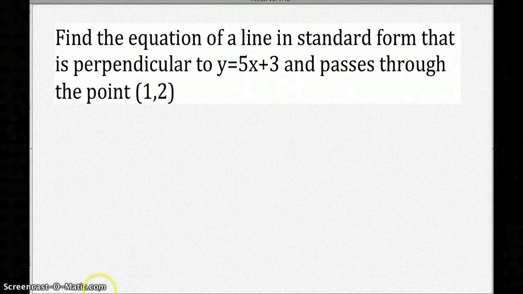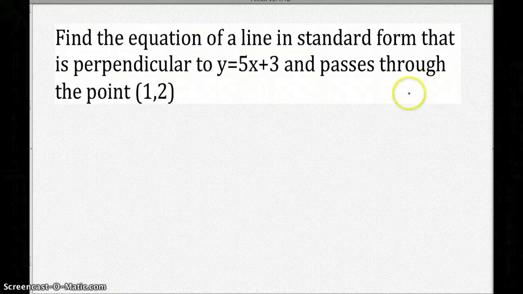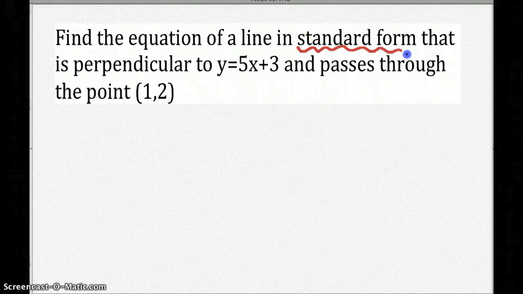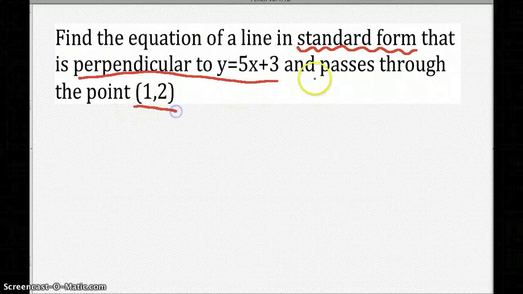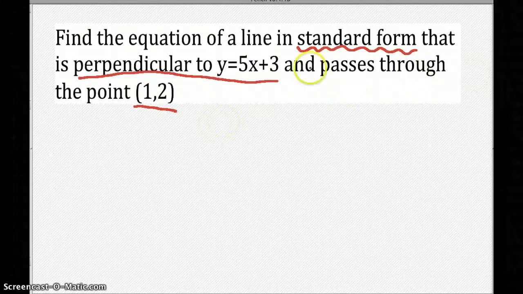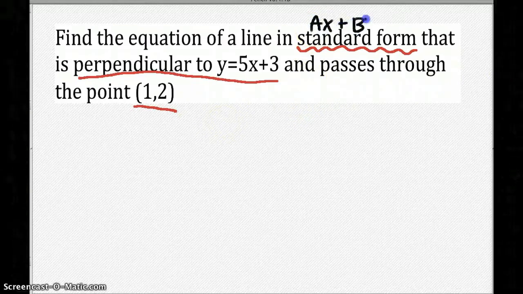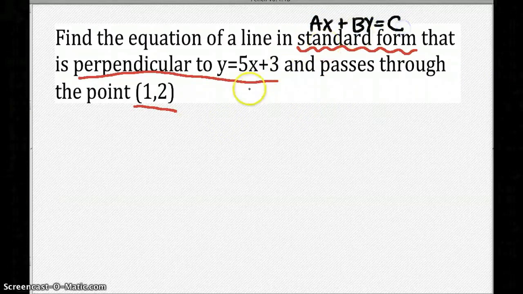Okay, next problem. Find the equation of a line in standard form that is perpendicular to y equals 5x plus 3 and passes through the point (1, 2). So we have to read this carefully, and it has to be in standard form. So it's perpendicular to y equals 5x plus 3 and passes through the point (1, 2). Remember, standard form is ax plus by equals c.